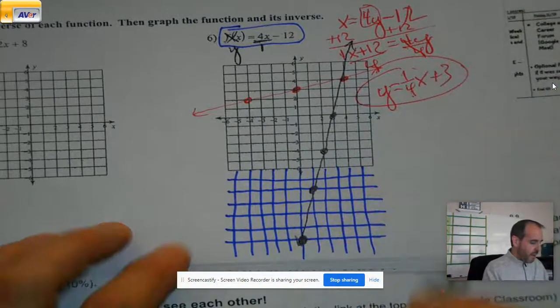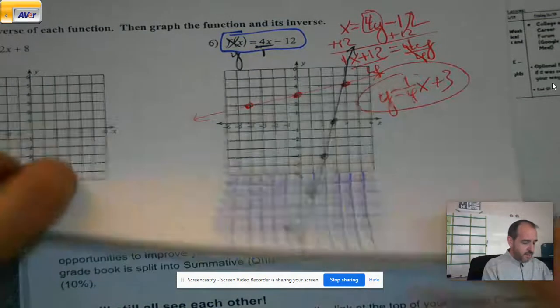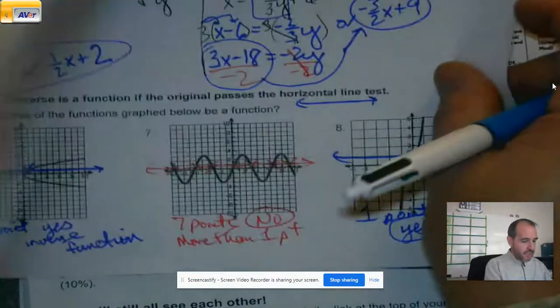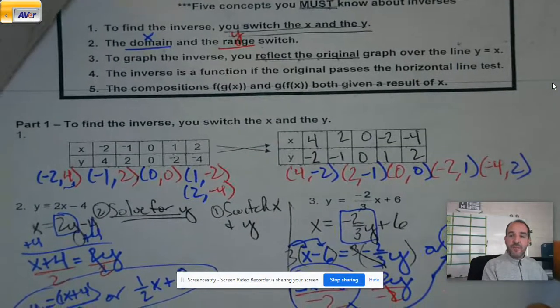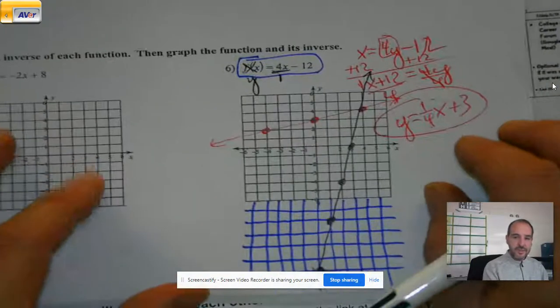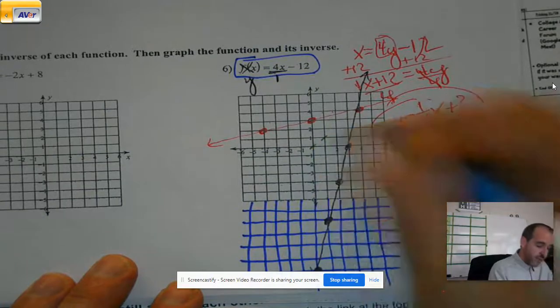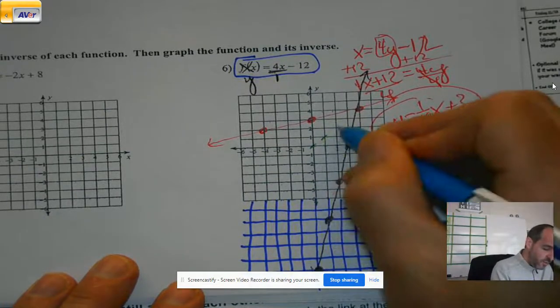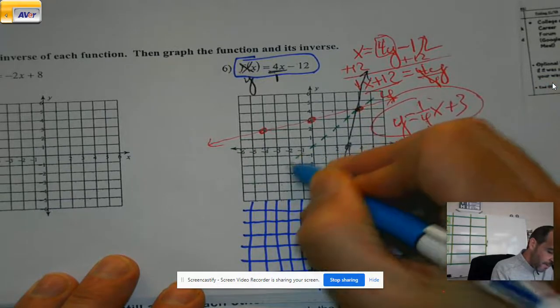Because here's where I can also explain, back when we were doing the sheet, doing the actual lesson, it had mentioned, okay, on number 3, to graph the inverse, you reflect the original graph of the line y equals x. Let me show you where that line y equals x is. Y equals x is just the place where x and y values are equal. 0, 0, 1, 1, 2, 2, 3, 3, 4, 4, 5, 5, and so on.